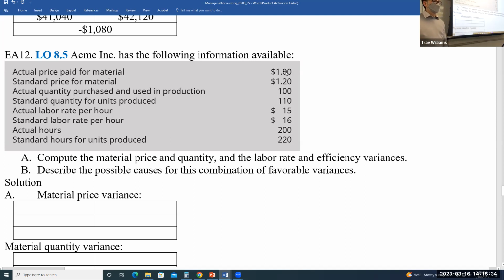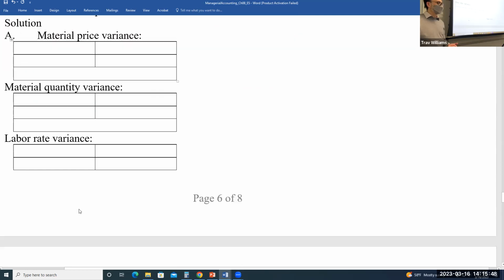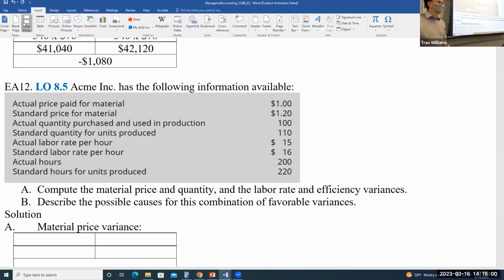All right, so here they give us all the information we need. Yay, we don't have to hunt for the information. And we have to do price variance for materials and quantity variance, and then we have to do both a rate and a time variance for labor. Again, little time consuming, but I'm just going to go through it quickly. Tell me if I'm going too fast.